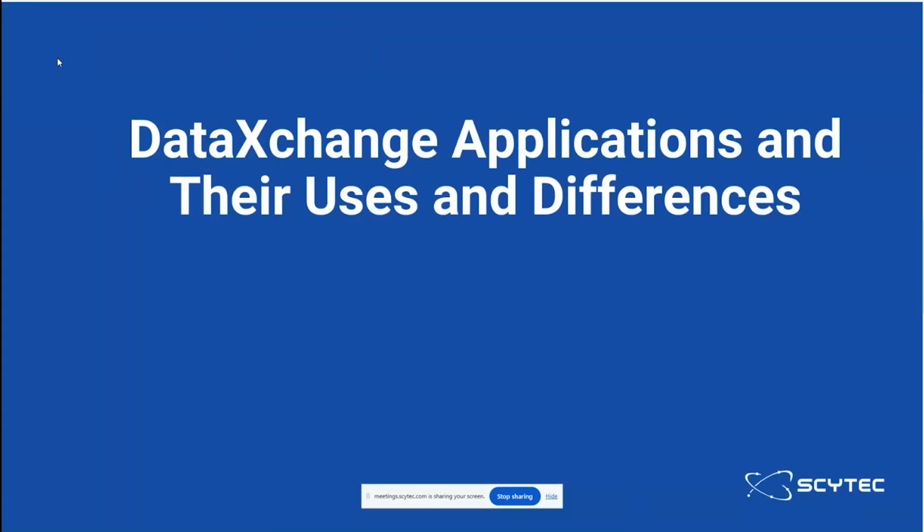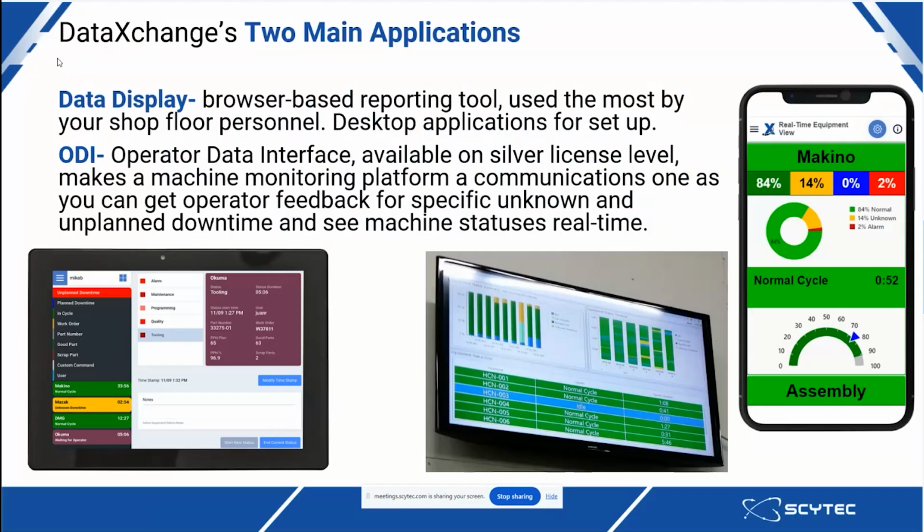First, I'm going to be going over the data exchange applications, their uses and differences. There are two main data exchange applications, the first being Data Display, which is our browser-based reporting tool. This is going to be used by the majority of your shop floor personnel. On the right-hand side of the screen, you can see a phone with our real-time equipment view on it, and a TV next to that with an RTV real-time viewer chart on it as well.